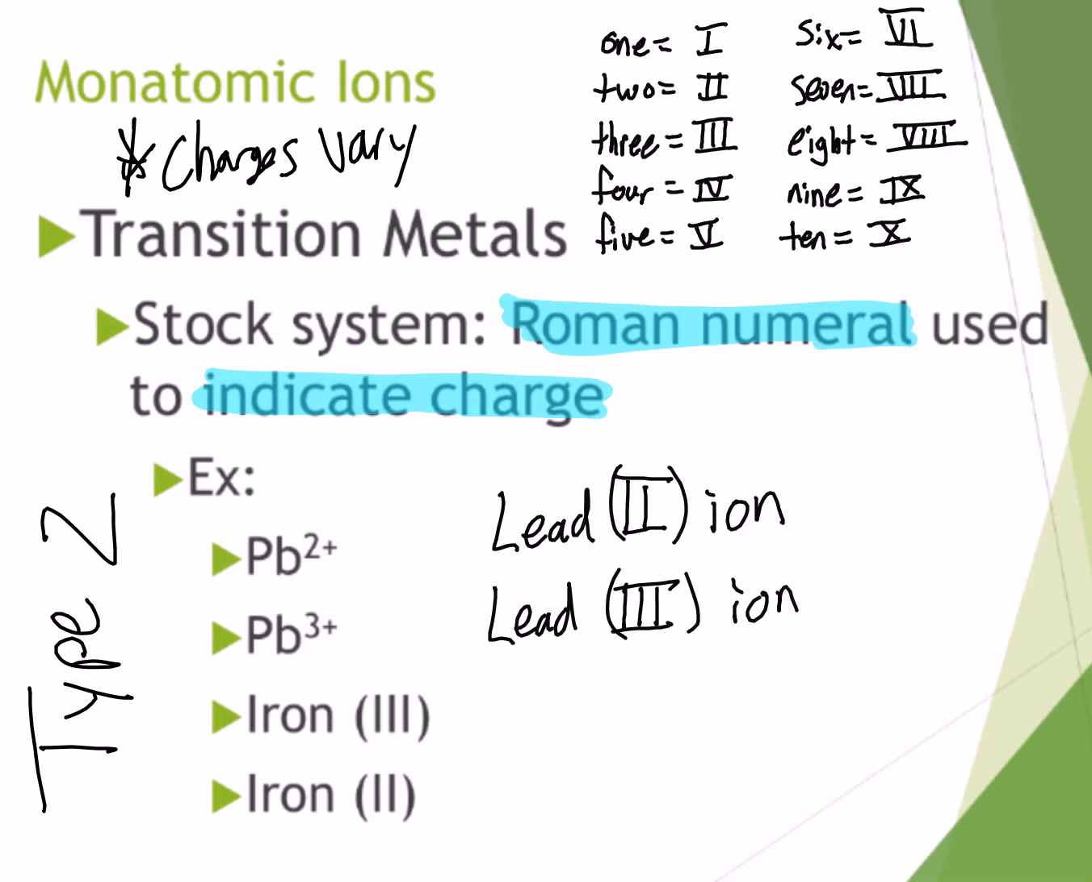Now the other way, we can go from the name back to the formula. That's a piece of cake because the Roman numeral tells us what right away? It tells you the charge, the number that you need to know, so it takes the guesswork out of it. You don't have to figure anything out. It tells you right away.